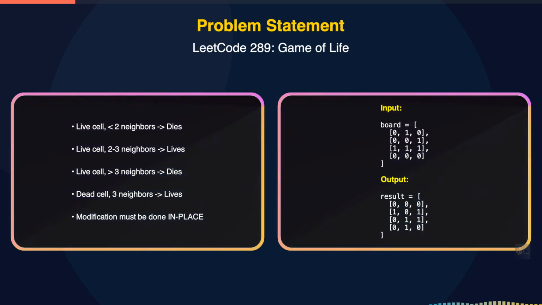1. A live cell with fewer than 2 live neighbors dies. 2. A live cell with 2 or 3 live neighbors lives on. 3. A live cell with more than 3 neighbors dies. And 4. A dead cell with exactly 3 live neighbors becomes alive. The catch? All changes happen simultaneously, and we must solve it in place.